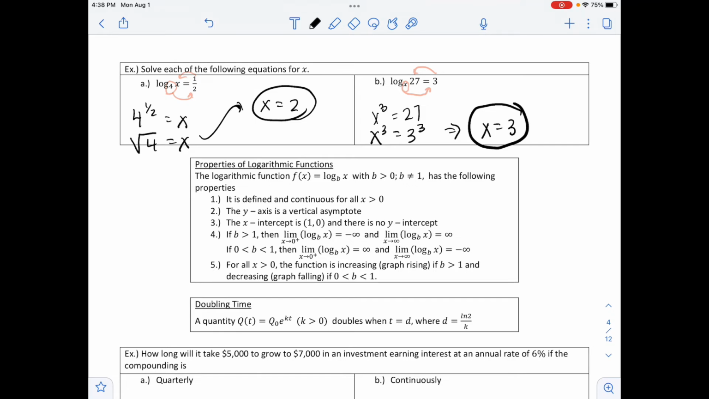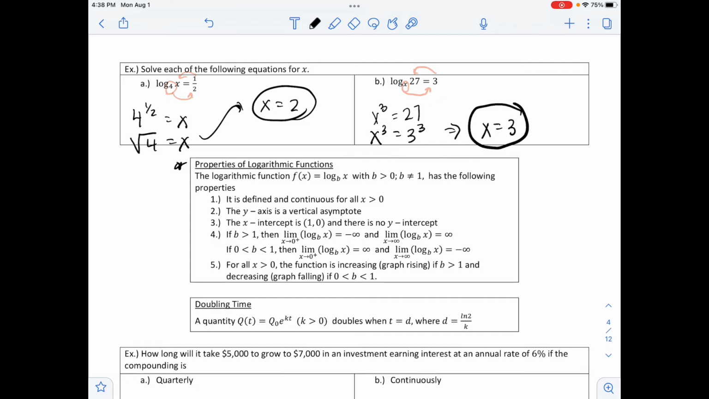Right below this, we have properties of logarithmic functions. The logarithmic function f of x equals log base b of x, with b greater than 0 and not equal to 1, has the following properties. The first one says that it is defined and continuous for all x greater than 0, and you can see that when you look at that graph of log on the previous page. 2, the y-axis is a vertical asymptote. 3, the x-intercept is (1, 0), and there is no y-intercept.